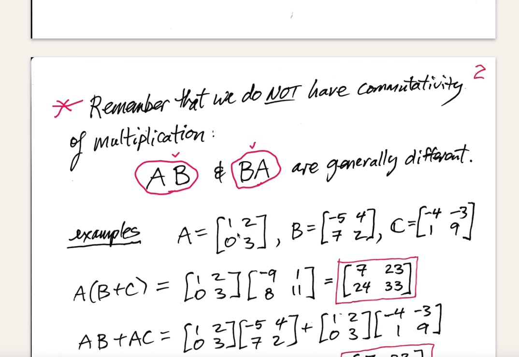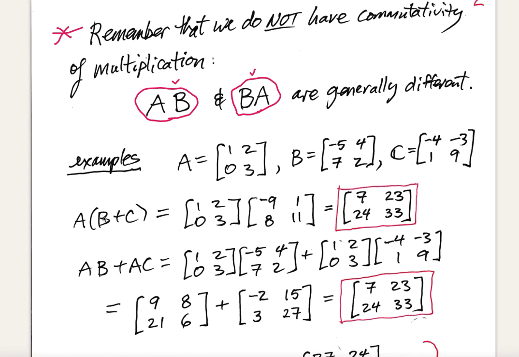Let's get to concrete examples of these properties I've mentioned here. When it comes to the distributive property, I'll just give an example of one of them. I'll do the right distributive property here. Suppose A is [1, 2; 0, 3], B is [-5, 4; 7, 2], reading across here, and C is [-4, -3; 1, 9].